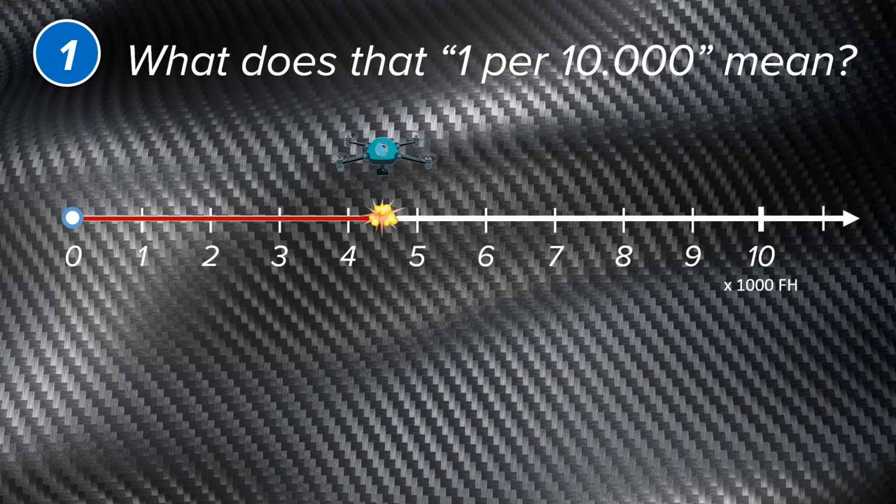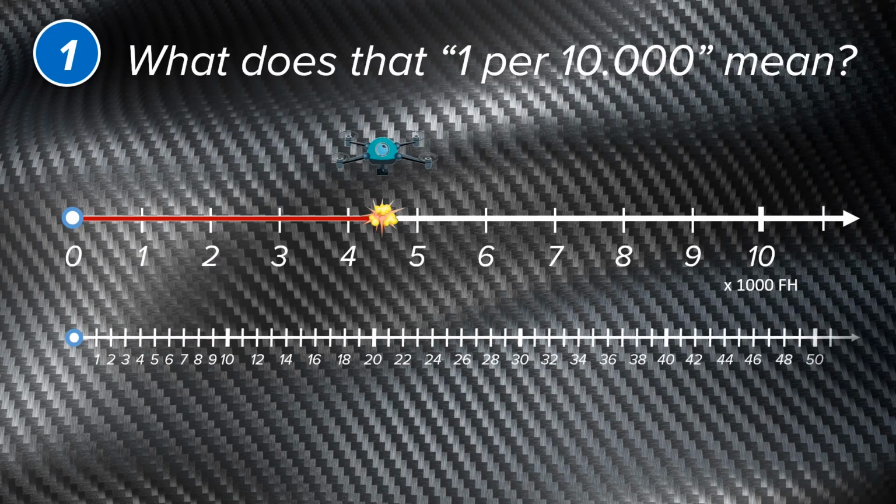Well, not necessarily, because 1 per 10,000 is an average, and it is to be understood in the following way. Imagine that we have a somewhat longer timeline that goes to several times the 10,000 flight hours, in this case to 50,000 flight hours. You are using your drone and accumulating flight hours, and occasionally you have a flyaway. These are the small explosions shown on the timeline here. Imagine that the drone survives each of them and that you can keep flying and accumulate more hours.